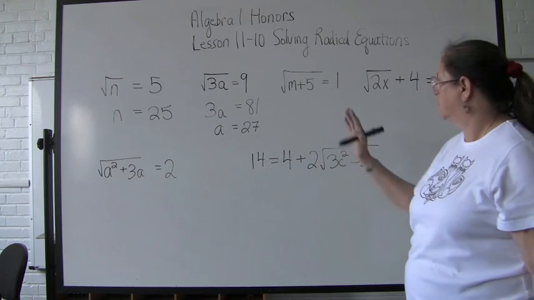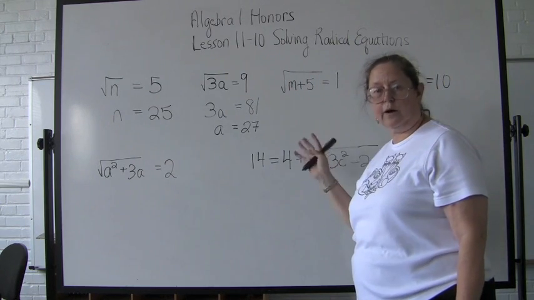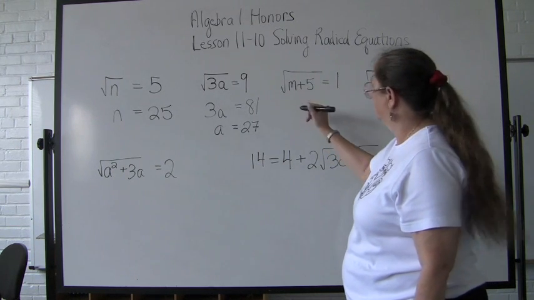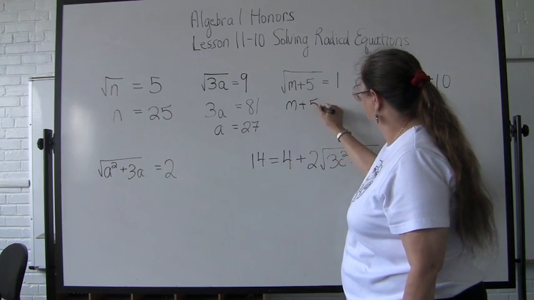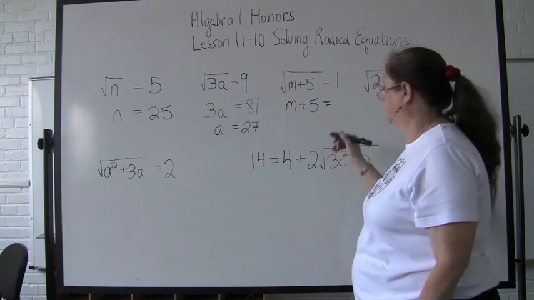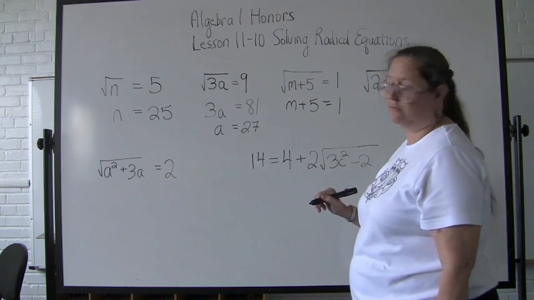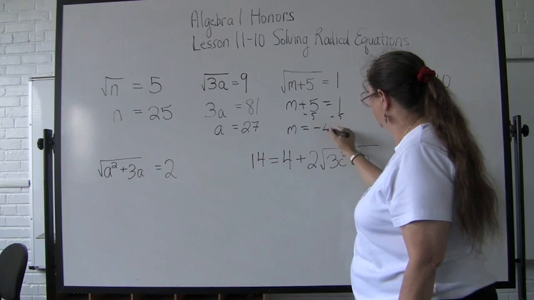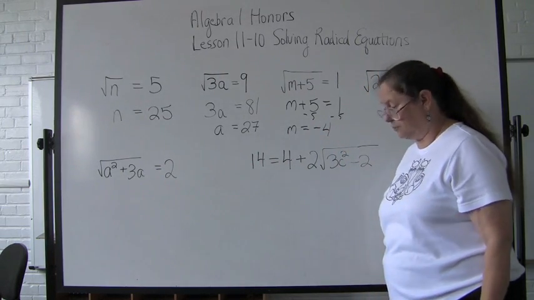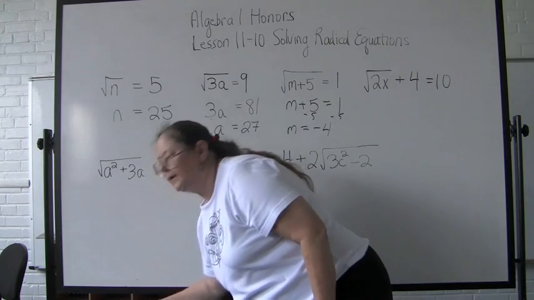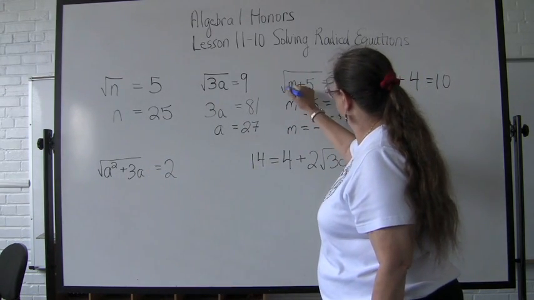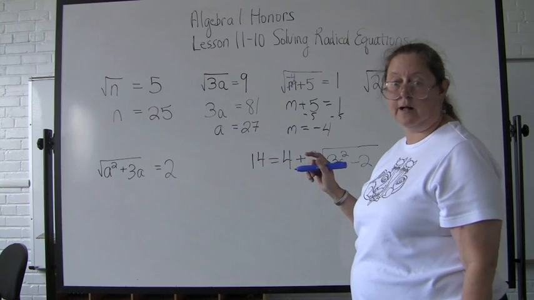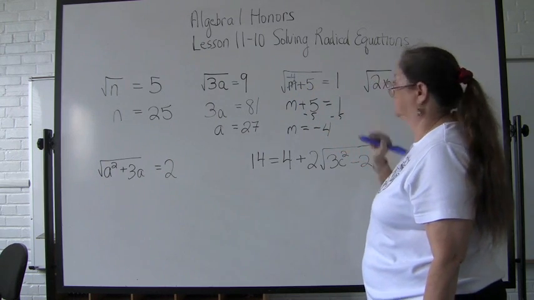Now, this one looks kind of hard, but actually it's not. The radical is isolated. Radical's over here by itself. Square both sides. Squaring simply gets rid of the square root. Doesn't change what's underneath. So now we have m plus 5. Square 1. 1 times 1 is 1. Now, that's simple enough. We take 5 away from each side, and we get m is negative 4. Now let's check it. If we go back, which is something we should do, and we put negative 4 in for m right here, we get negative 4 plus 5 is 1, positive 1, and the square root of positive 1 is positive 1.